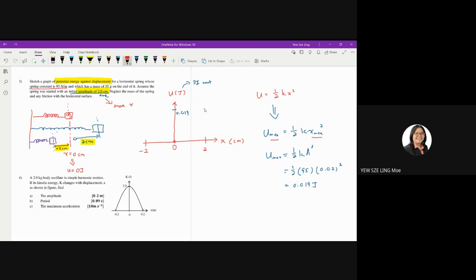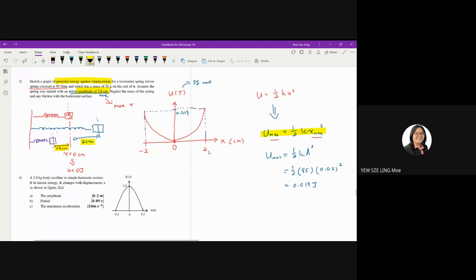So your graph will look like this. Maximum amplitude, you have maximum energy. So it's actually a U-shaped graph. When your x is equal to 2 cm, you have maximum potential energy, and when x is located at negative 2 cm, it also has maximum potential energy. That is according to our equation on the right hand side. So U max happens at x max, at the maximum amplitude. So that is the shape of the graph, and that is the complete graph.